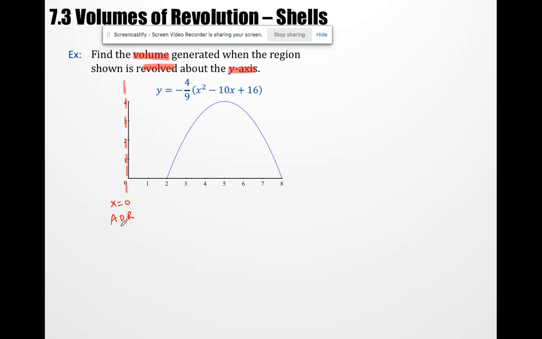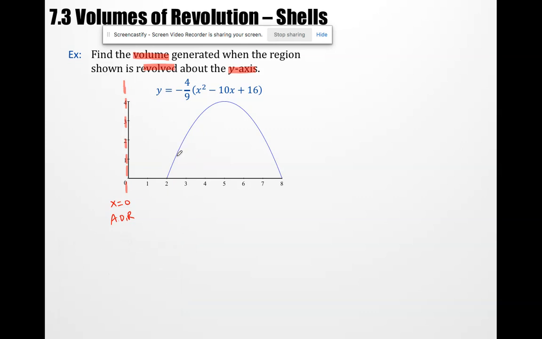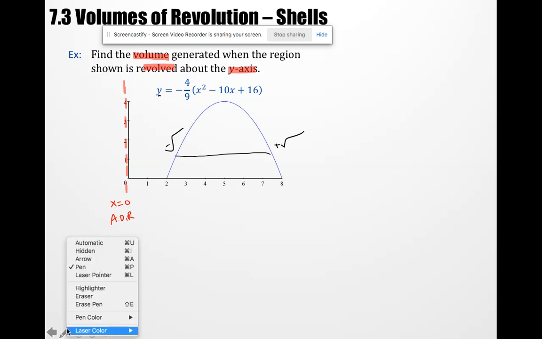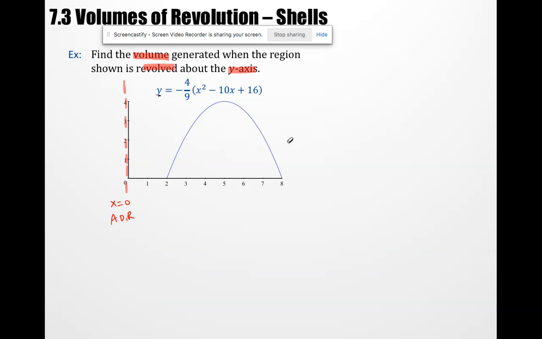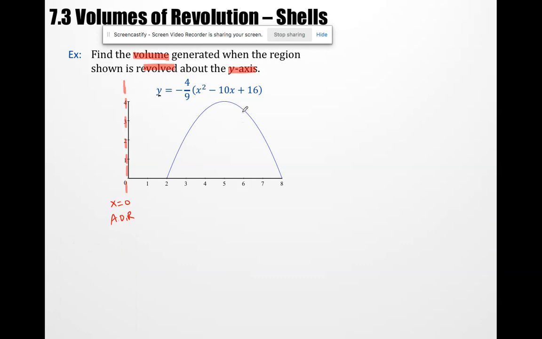If I wanted to do this with discs or washers, my strip would have to be perpendicular to the axis of rotation. But notice that I would have to get the positive square root and the negative square root here. It could be done, but I want to use the shell method to do this, which means I'm going to draw a strip that is parallel to the axis of rotation.